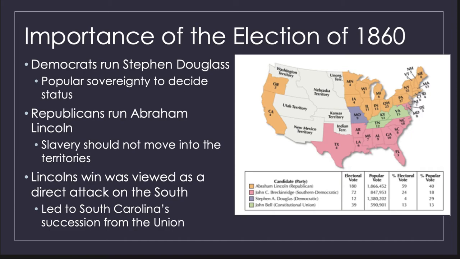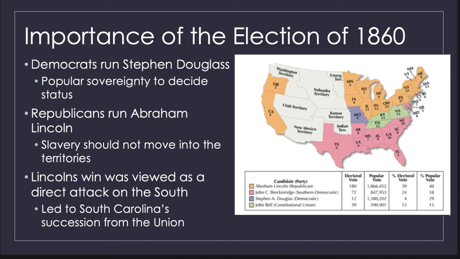So, why is this election even important? Well, it highlights the different ideas the people in the United States had on the issue of slavery. So, we have the Democrats running Stephen Douglas, who takes the stance that popular sovereignty should be used to decide slavery in any and all of the territories. And that's how it should be for the future. Lincoln is going to take the stance that slavery should not be moved into the territories at all.